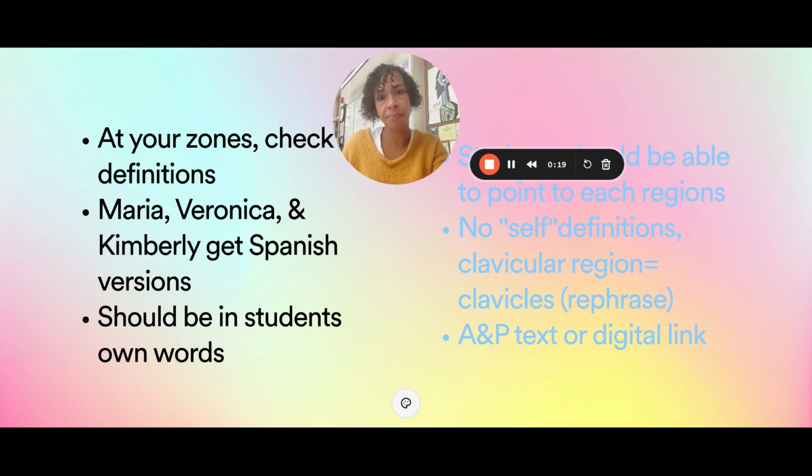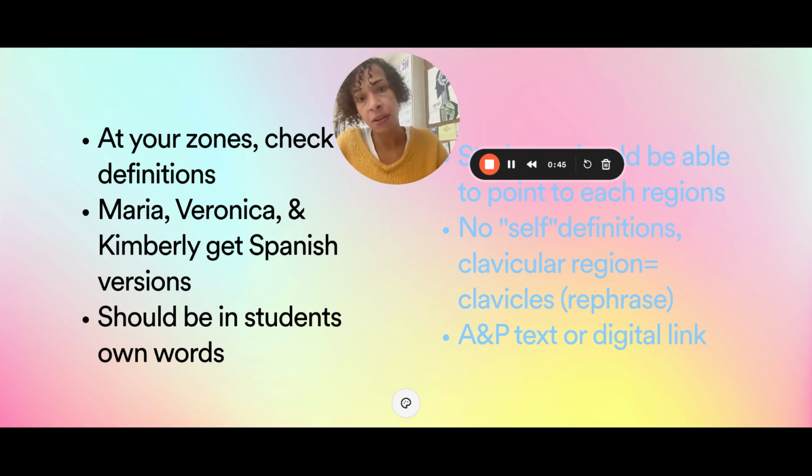Students should be getting packets that have a table of all of the terms they need to define. Pass those out to your zones. Whoever has Maria, Kimberly, and Veronica in their zones, make sure that they get the Spanish versions of the packets. And also check in with the EA to make sure that everybody at the table understands the instructions, which I'm about to share with all of you.